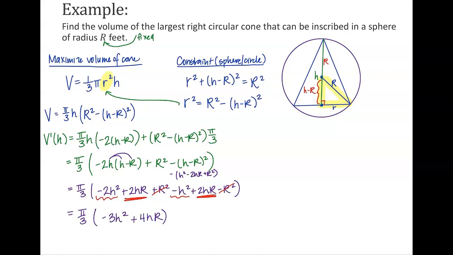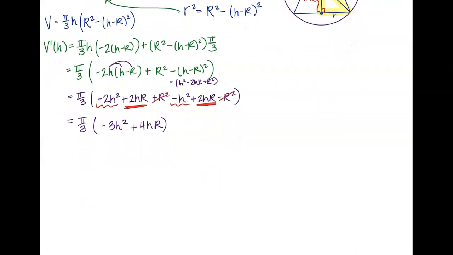0. So I'm going to make some space here. This is definitely a long problem. So I'm going to set this equal to 0. So 0 has to equal pi over 3 times -3h squared plus 4hR. And so what I want to do is factor out an h, right? This is a quadratic essentially, like h squared plus 4h. So let's factor out that h. And we'll have -3h plus 4R left, and then I can set each piece of the product equal to 0, right?